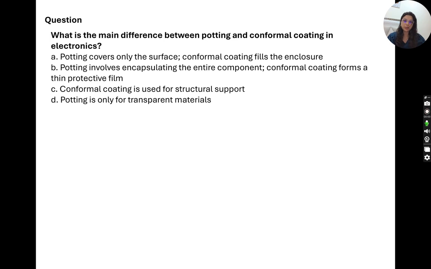So what is the main difference between coating and conformal coating? Right now we have an idea about this coating technique, and in this question we will get the idea about conformal coating. So what is the main difference between the two?